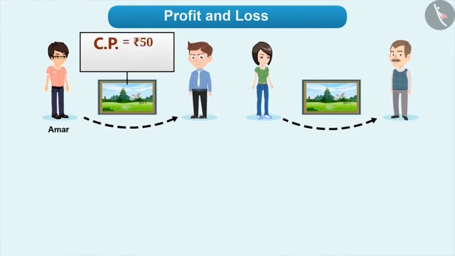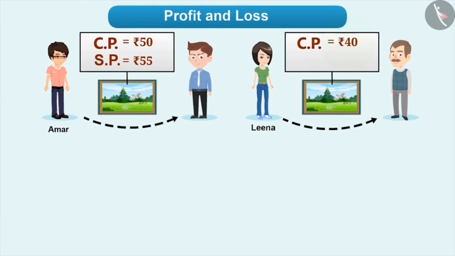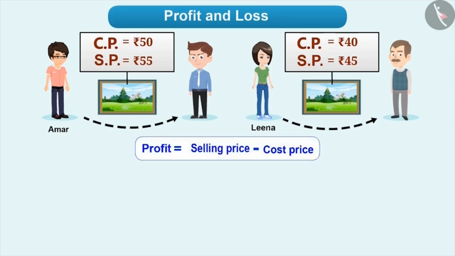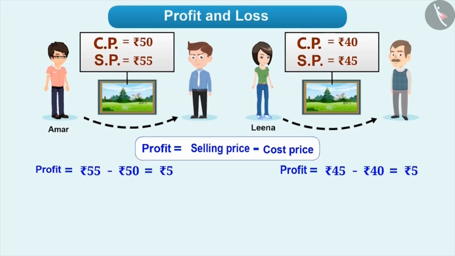Let us suppose Amar purchased a photo frame for 50 rupees and sold it to his friend for 55. Leena also purchased a similar photo frame for 40 rupees and sold it to another person for 45. So tell me who gets more profit. Profit of Amar is equal to selling price minus cost price, which is equal to 55 minus 50, which is 5 rupees. Similarly, for Leena, selling price minus cost price is equal to 45 minus 40, which is again 5 rupees. Can we say that both get equal profit?